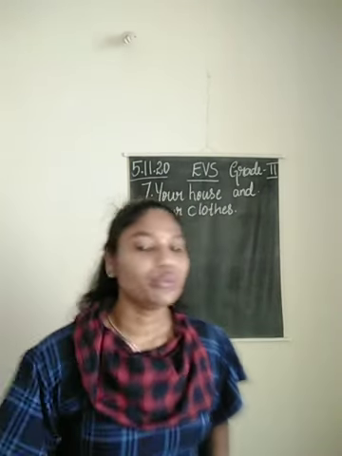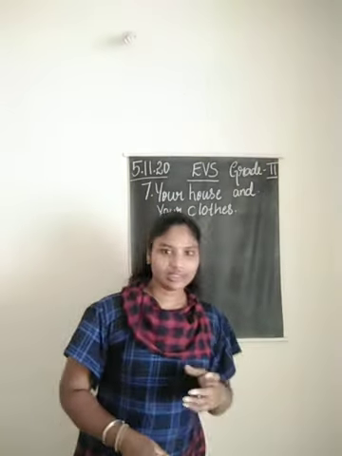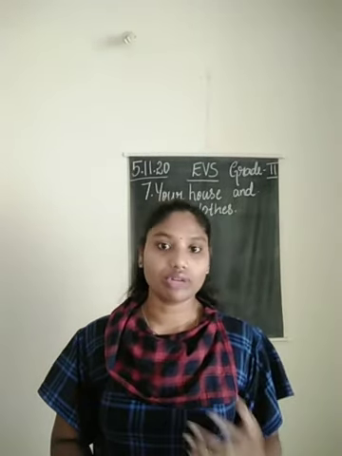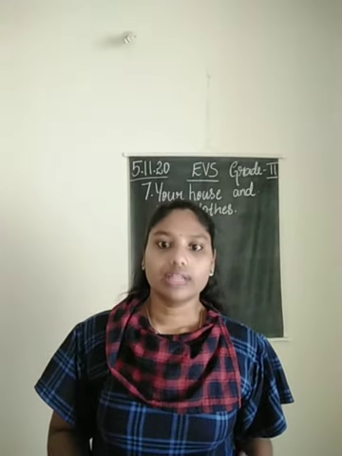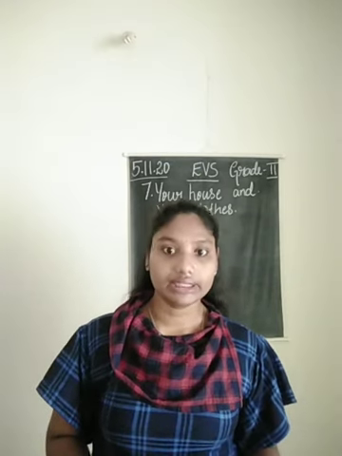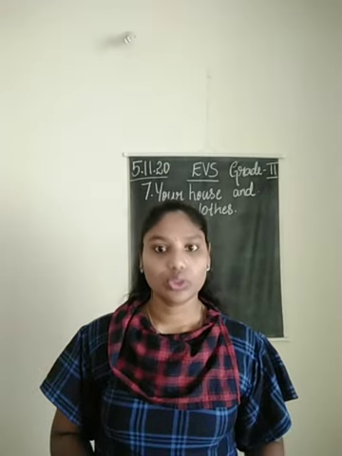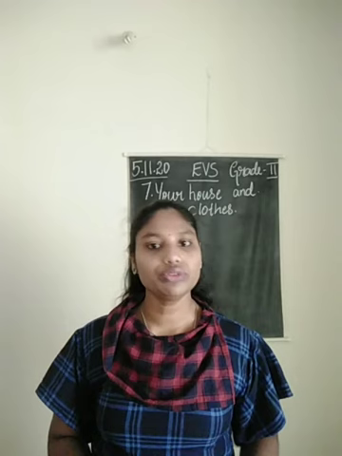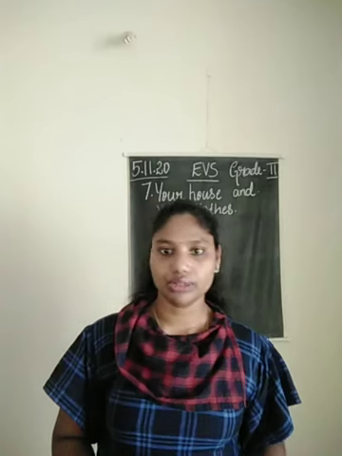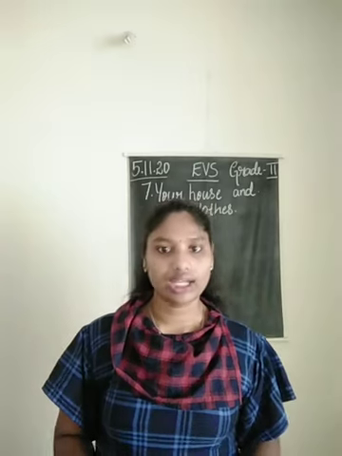In last class, we learnt about lesson 7, your house and your clothes. So let's recall very quickly what we learnt. We learnt about the house, how it protects us from the heat, cold, heavy rainfall and insects, and it provides us shelter. We learnt about the roof of houses. There are two types of roofs, flat roof and sloping roof. And we also learnt about the materials used in making a house. We learnt about kacha house and pakka house.